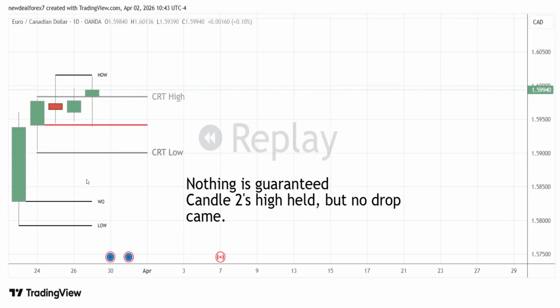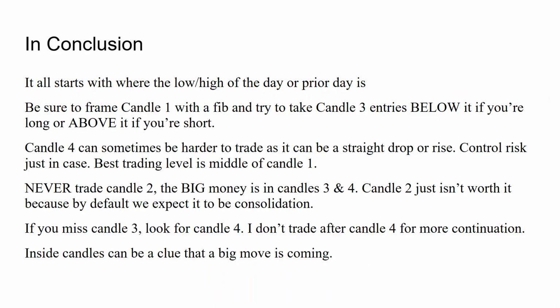Remember, candle 3s create fair value gaps, and those fair value gaps typically hold. But if you just see a bunch of chop and moving around, then like I said, nothing's guaranteed. All right, candle 2's high held here, but you just didn't get any movement to the downside. It's going to happen, so I'm telling you that now. To a conclusion, it all starts with a high or low of the current day or prior day.